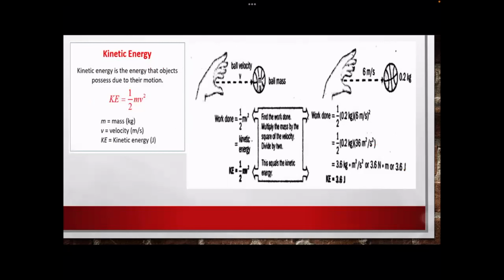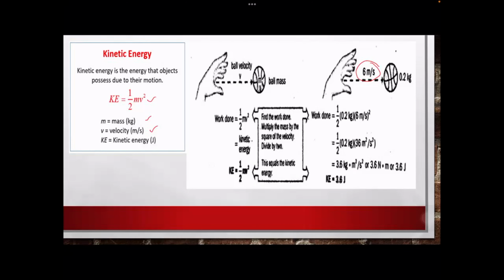Okay, next is the kinetic energy. For the kinetic energy, the formula is KE is equal to 1/2 mv squared, where m is mass and v is for the velocity, and KE is the kinetic energy. So kinetic energy is moving. So ito, example natin dito, the velocity na meron tayo dito is 6 meter per second. Then the mass of the ball is 0.2.